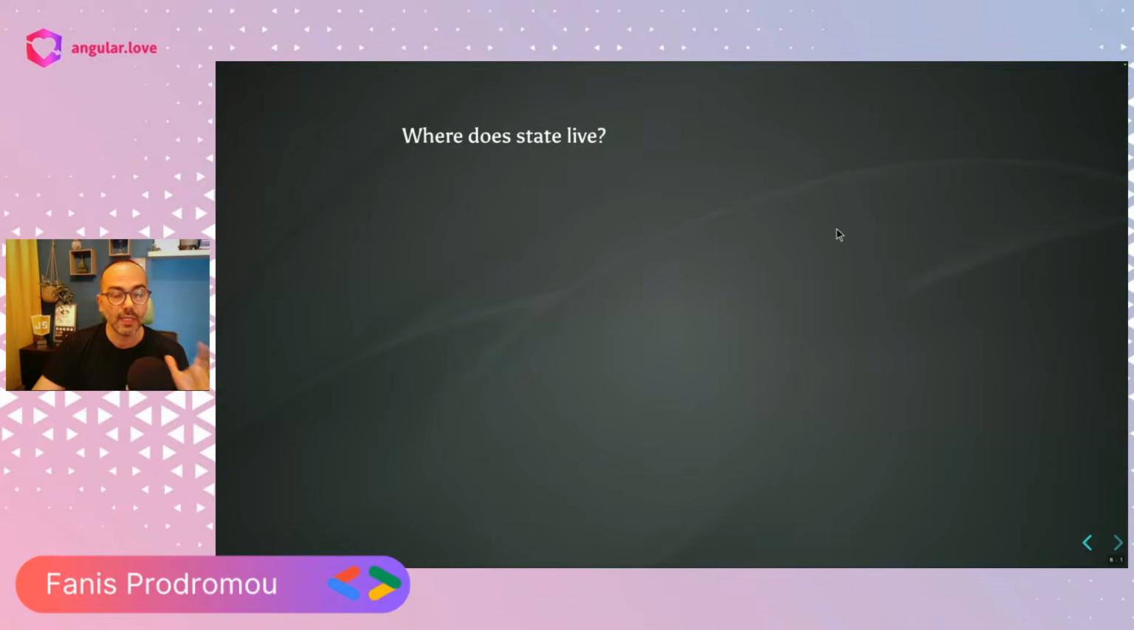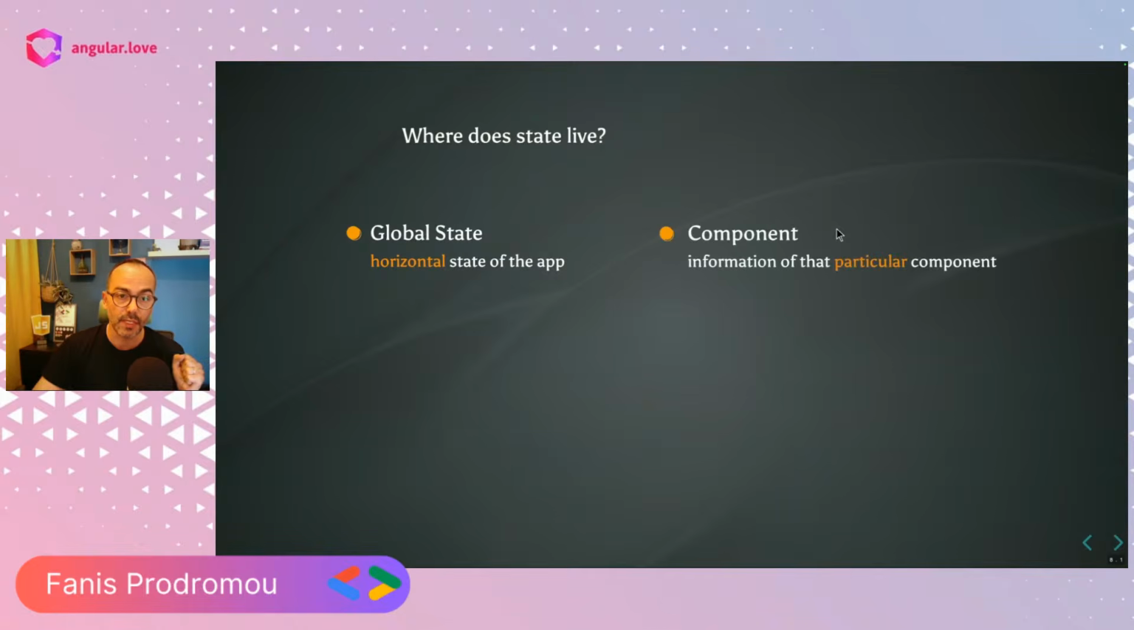So where does state live? We talked about the global state, which is the horizontal state of the application, the component state, which is the information of that particular component, and then the URL state, which is the highest level of state. Nice. And perhaps there are many other categories, but I don't want to dive deep into this one.